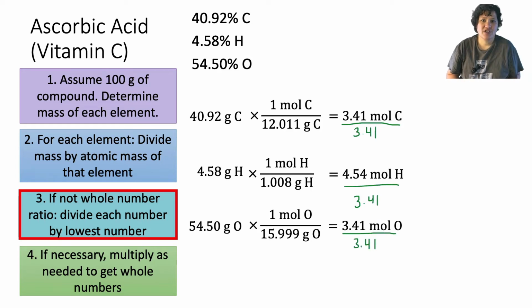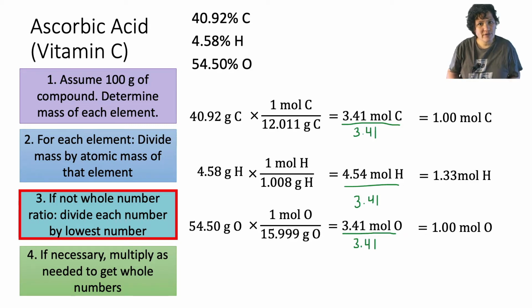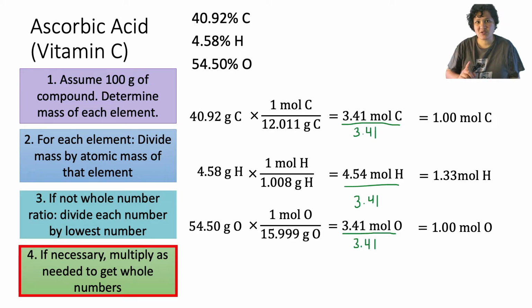Well, carbon and oxygen are both going to end up with 1 mole each, since they both started with 3.41 and we divided by 3.41, and hydrogen will end up with 1.33 moles. So once again, we have some whole numbers, but not all. Is there a factor we can multiply by to change that?